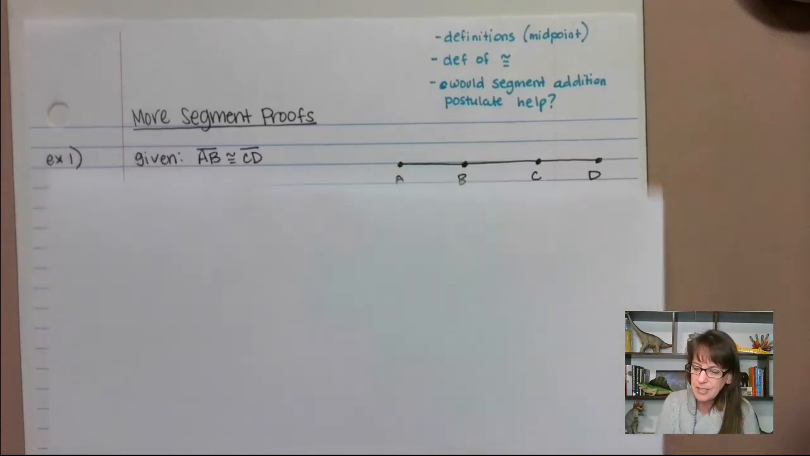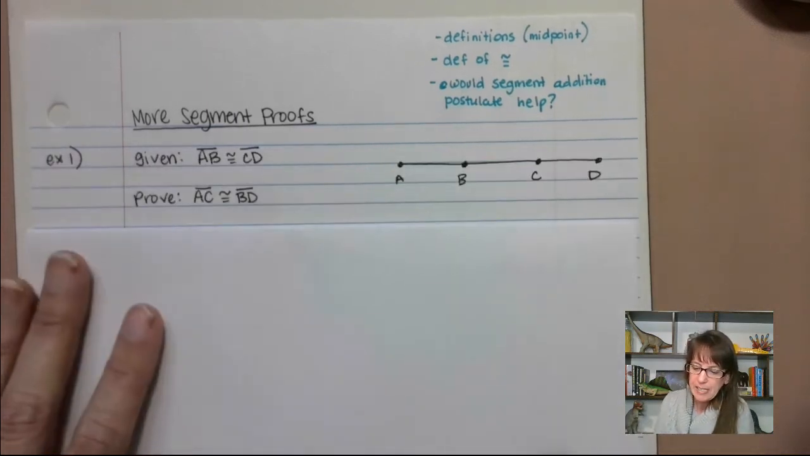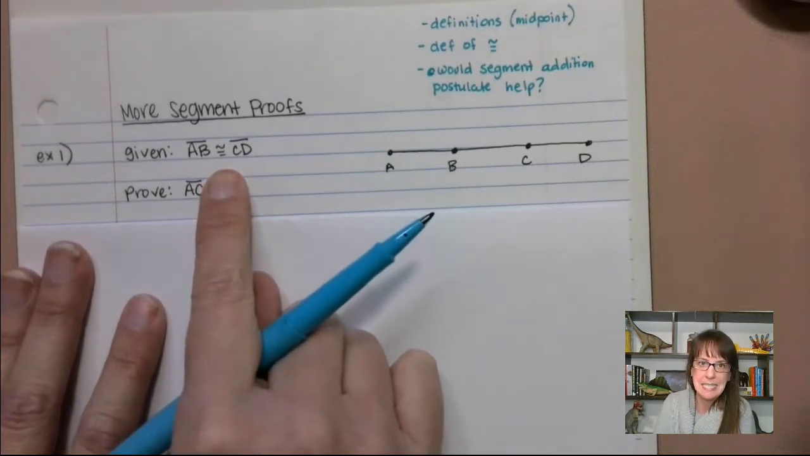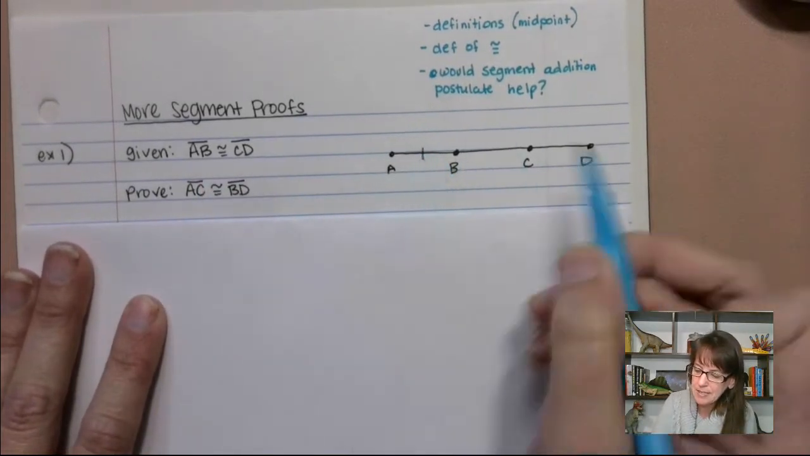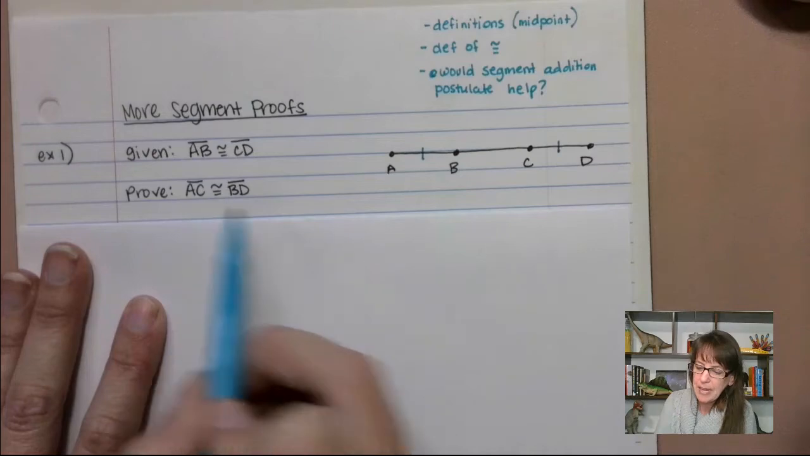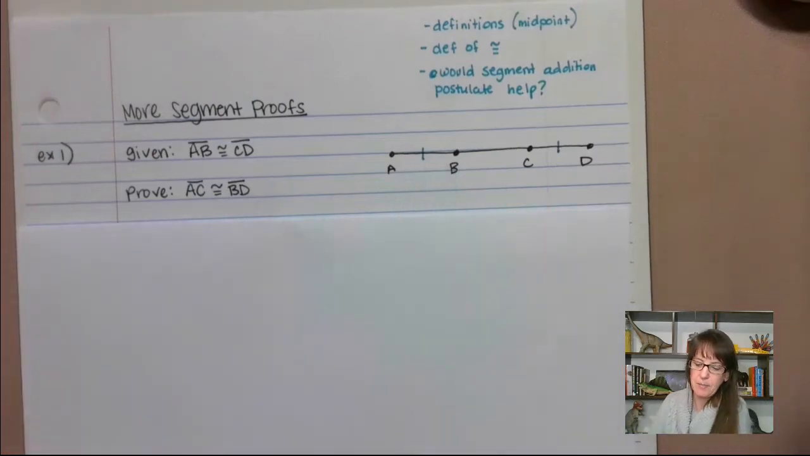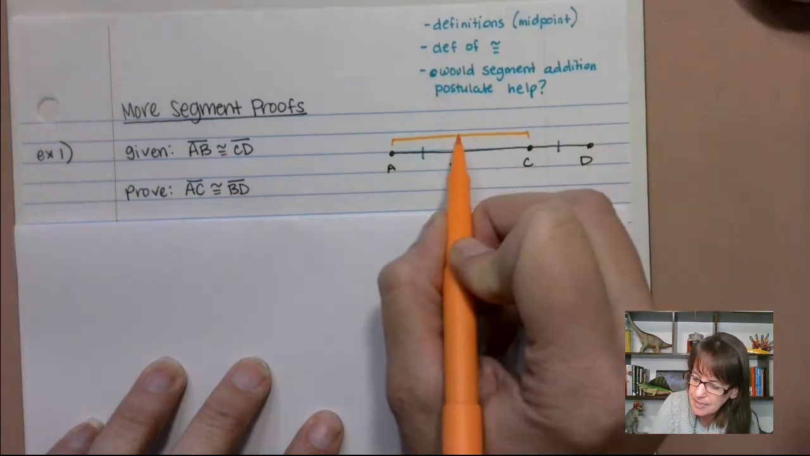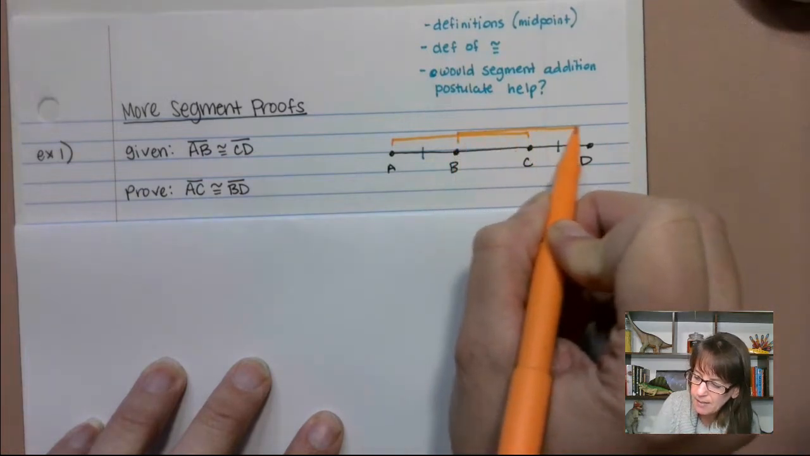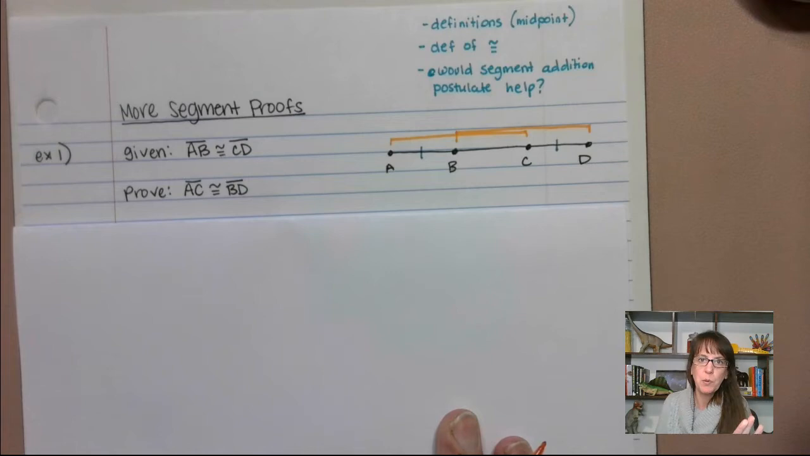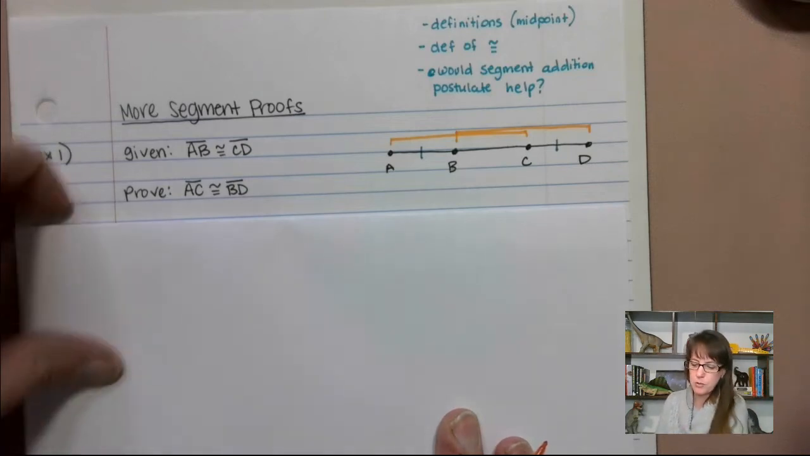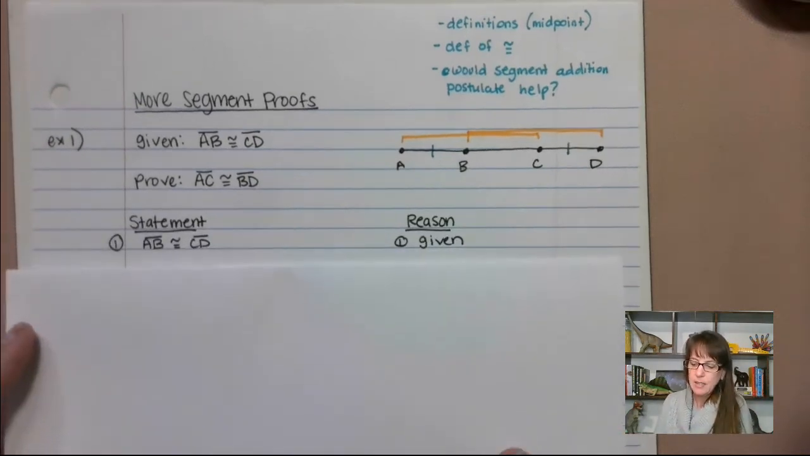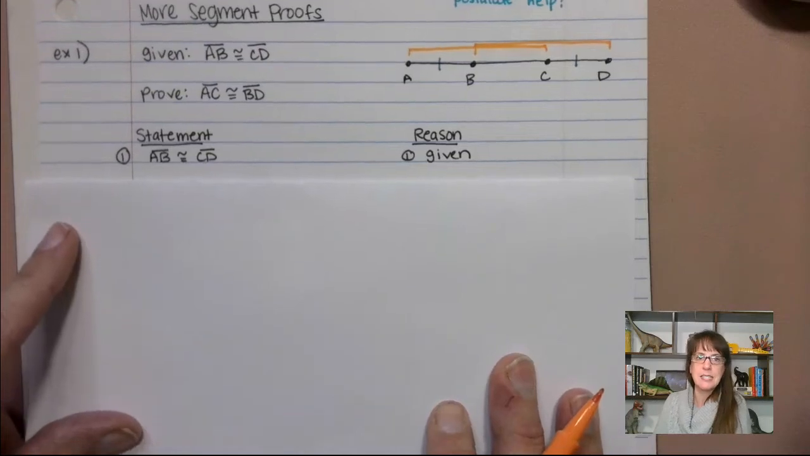So let's take a look at this first proof that we have here. Given that AB is congruent to CD, prove that AC, I'm going to draw a little thing. We're going to prove that AC is congruent to BD. All right. So the very first thing you want to do are your givens, right? We're just going to straight away write that down. AB is congruent to CD.